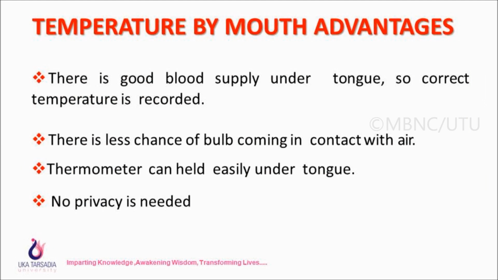Temperature by mouth, advantages. First, there is good blood supply under the tongue, so correct temperature is recorded. Second, there is less chance of the bulb coming in contact with air. Third, the thermometer can be held easily under the tongue. Fourth, no privacy is needed.